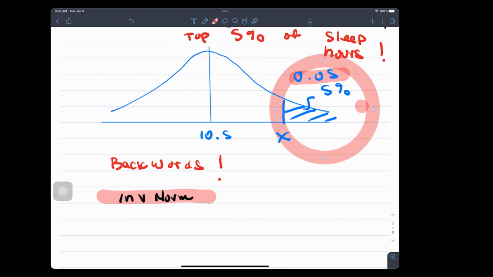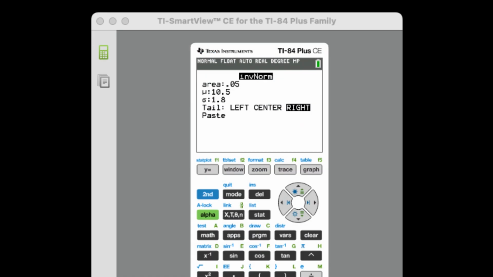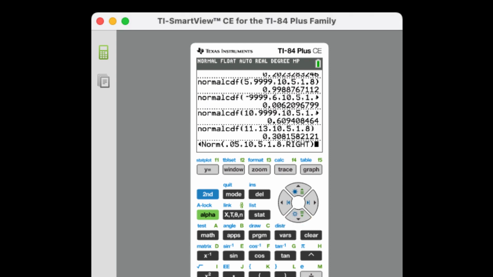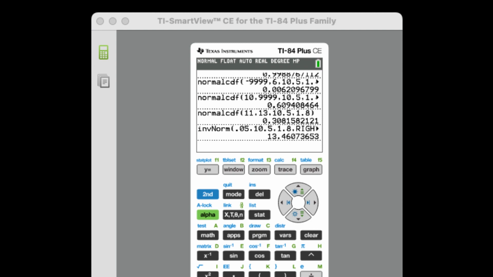That's what you're telling the calculator. You got a 5% right tail. Easy peasy. Scroll down and hit paste. Ladies and gentlemen, what do you guys see?